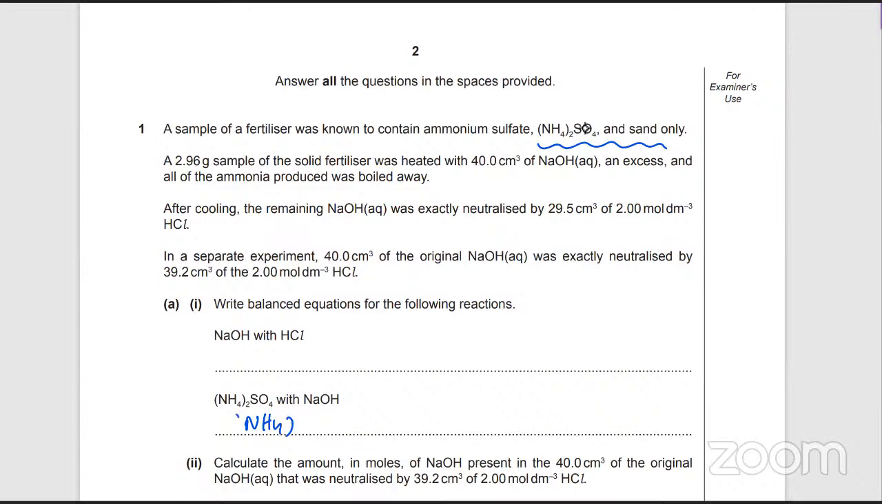Ammonium salts की equation होती है with NaOH. What happens? के the OH ions, they gain H+ from ammonium. It's an acid-base reaction. So ammonia produced होता है, plus water gets produced. And you've got Na2SO4 as the salt. इसको balance कर लो. अच्छा तो उससे क्या है कि 40 cm³ of NaOH, excess में NaOH is being added.